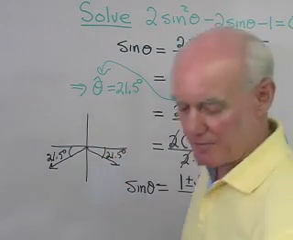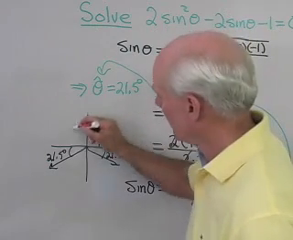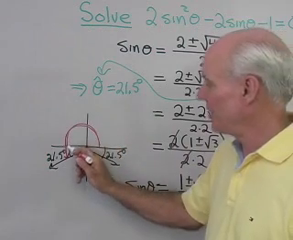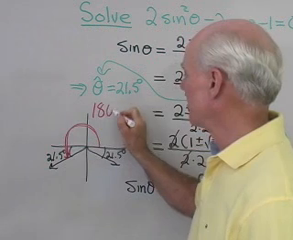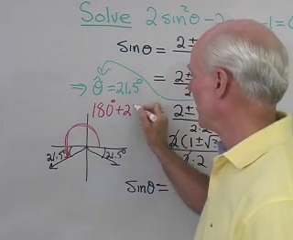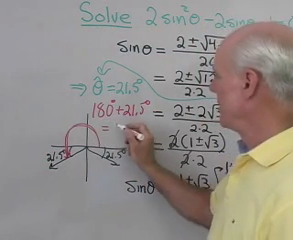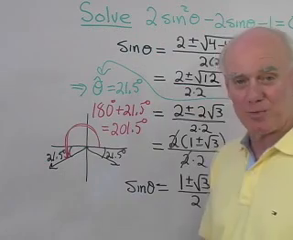Okay, so what do I have? I have two angles that I'm looking for. One is this angle, which comes around here like that. So that's going to be the angle 180 degrees plus 21.5. So 180 degrees plus 21.5 degrees, and that ends up to be what? 201.5 degrees. Okay, there's one of my angles.